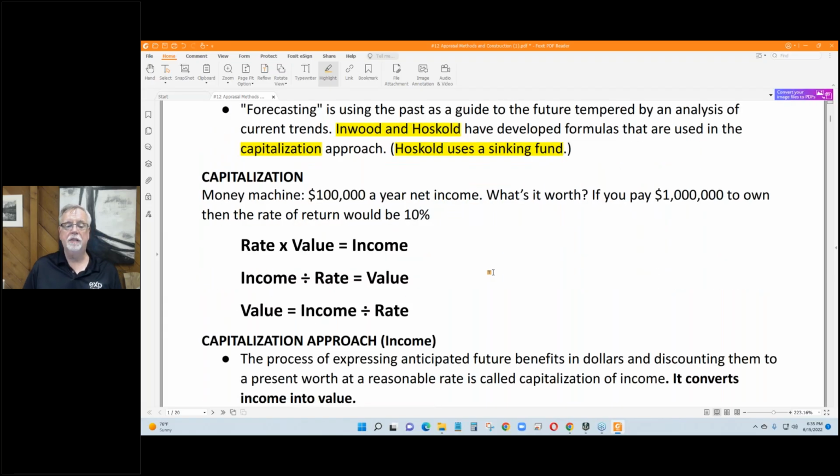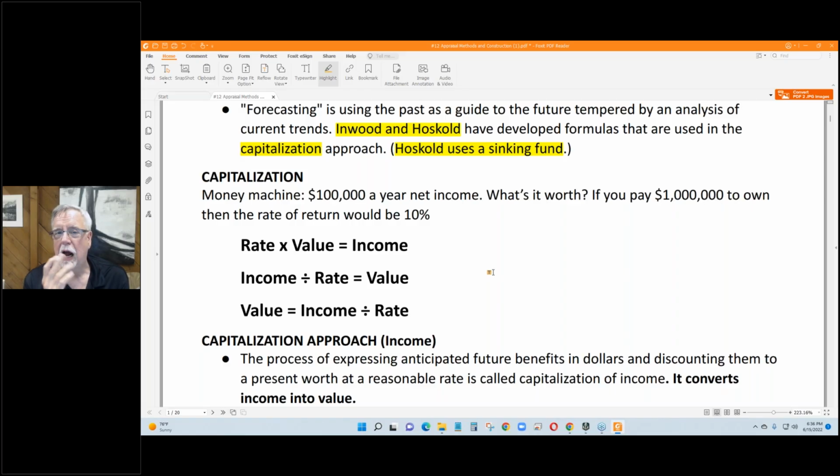Let me give you an example then of how capitalization works. Think about, let's say you owned a machine. And that machine legally prints money. Now you have to pay a licensing fee to the government for the use of the machine. You have to buy government ink and government paper. And there's expenses involved. But after it's all said and done, every year this machine makes $100,000 of net income.